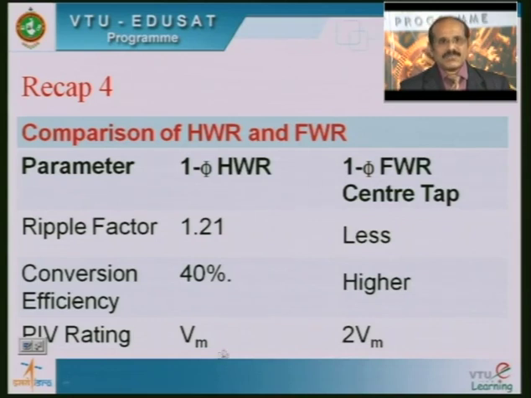So in case of the half wave rectifier, it is equal to VM, where VM is nothing but the peak value of the input supply voltage, whereas in a full wave rectifier it is equal to 2 VM. So what you can say is that the PIV rating of the diode used in the half wave rectifier is lesser compared to that of the diodes used in the full wave rectifier. So this is one major limitation of the full wave rectifier.